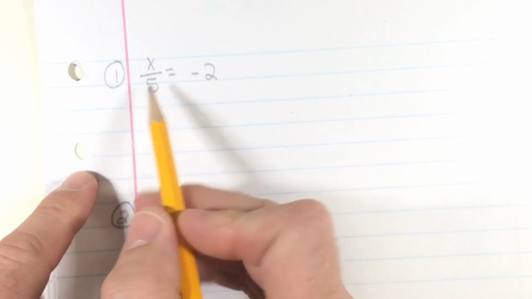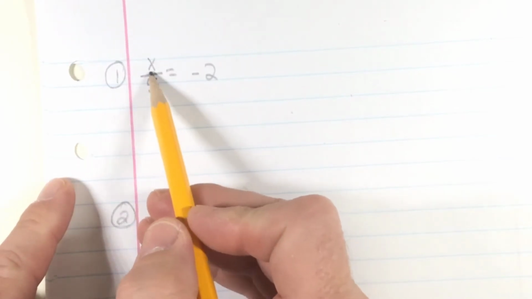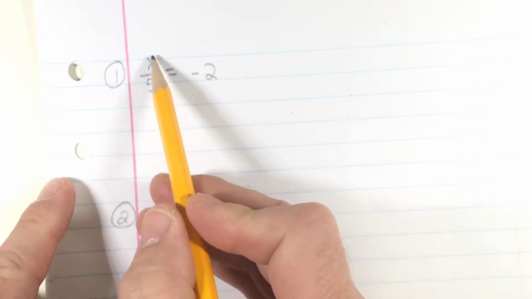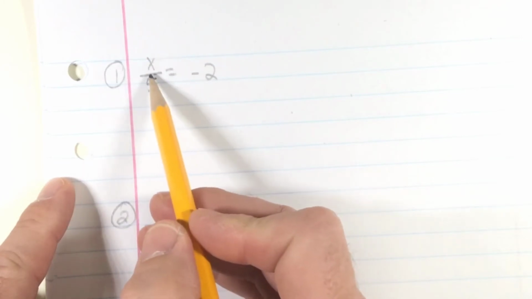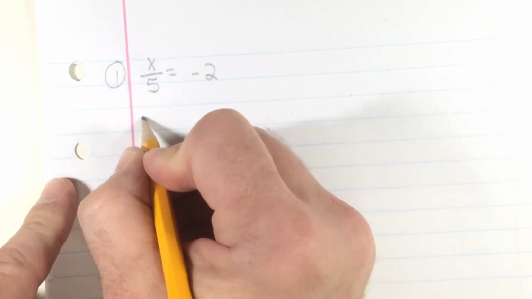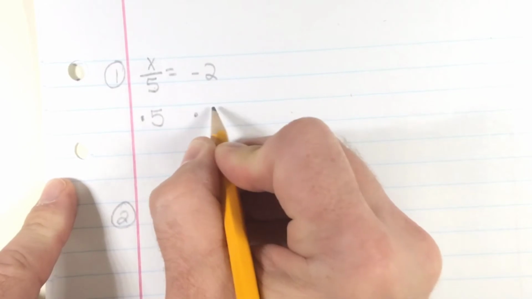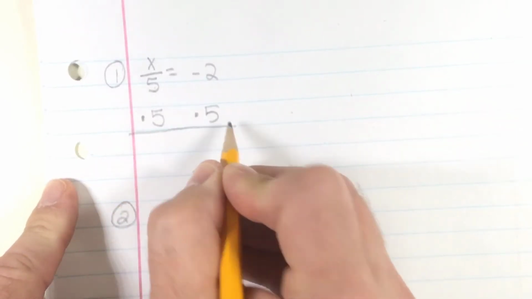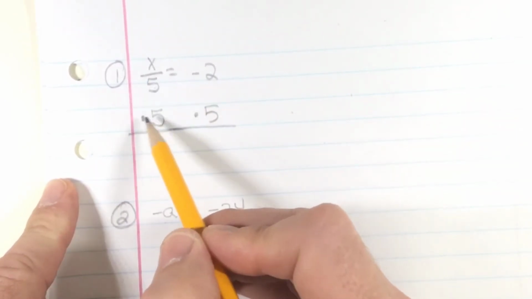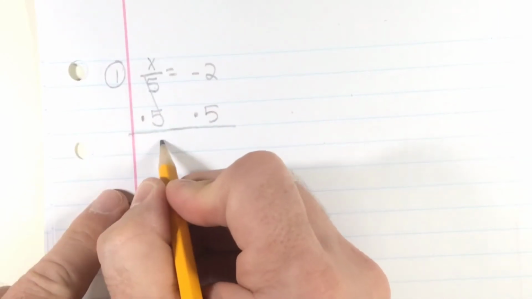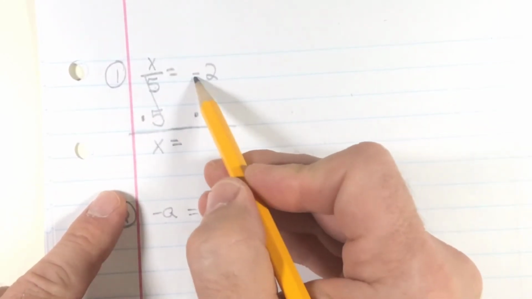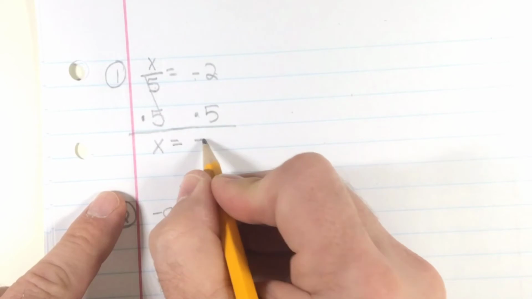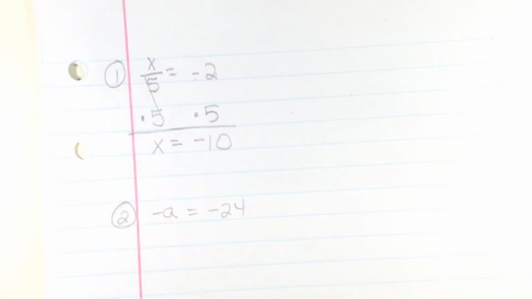Okay, so for number 1, it was x divided by 5 equals negative 2. So we look at the variable side. We were dividing by 5. So we'll multiply both sides by 5. The divide by 5 and multiply by 5 cancel out, leaving us with just x. Negative 2 times 5 is negative 10. x equals negative 10.